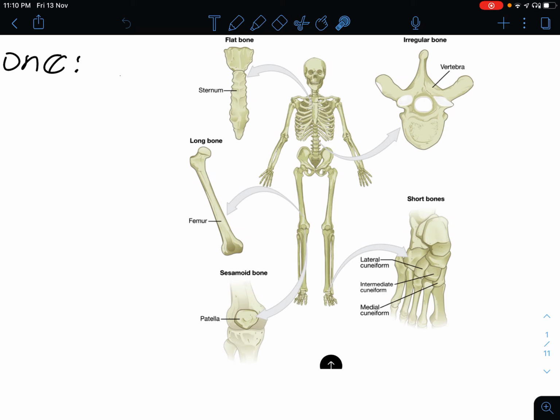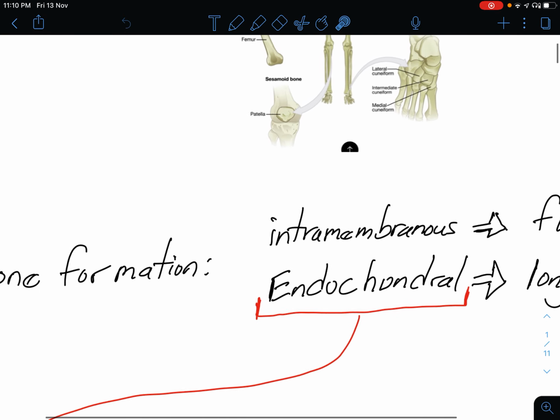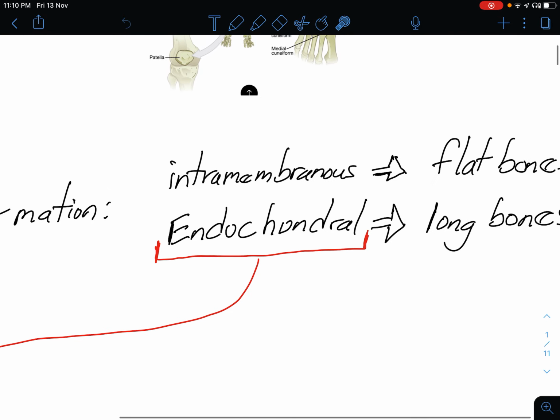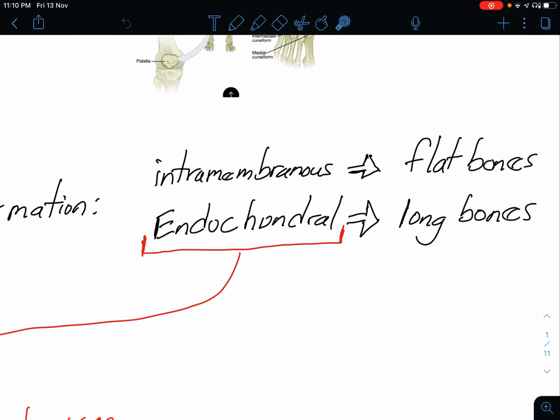We have flat bones like the sternum, as well as some bones in the cranium. We have irregular bones like our vertebrae and short bones like the cuneiforms in the foot. Now, how those bones are formed, we have two methods that we cover in the course. We talk about intramembranous, that's where flat bones come from, and we talk about endochondral, which we go into depth with, is where long bones are developed from.